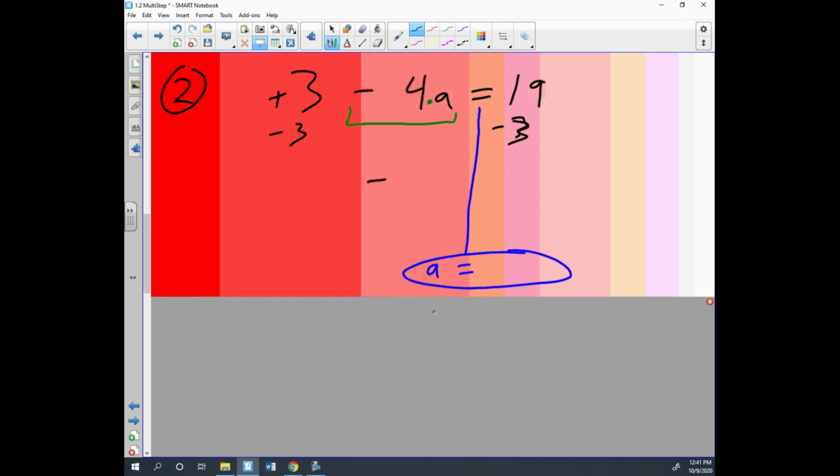All right, so we have negative 4a equals, and that's going to give me 16. Okay? Inverse operation of times is divide, so I divide by negative 4. Divide by negative 4, and I also get the answer to be negative 4.